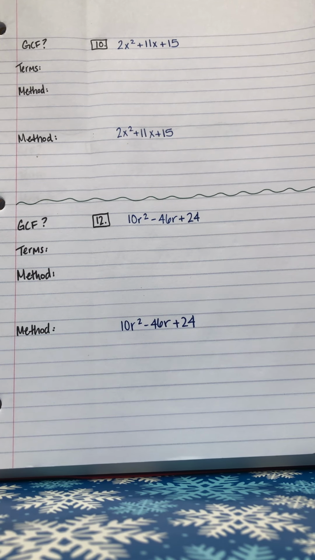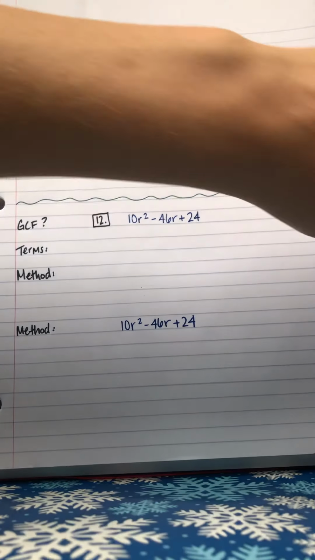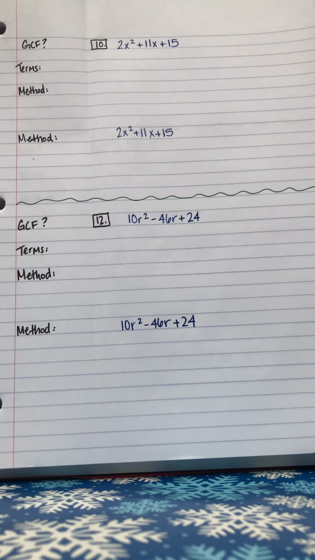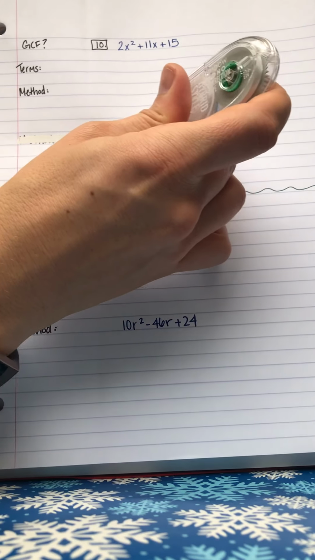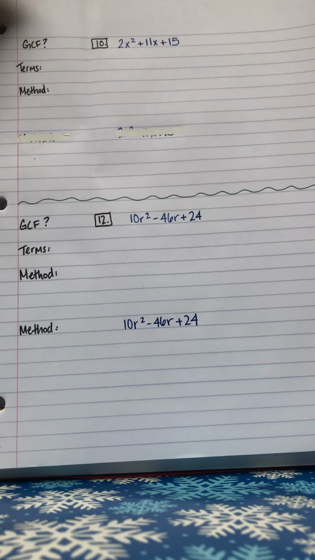Actually, no, I'm sorry, that's incorrect. There's only one way to do number 10, so we're just going to pretend like that's not there. There are two ways to do number 12 though, but really there's only one way to do number 10. So just like class, I'm going to go ahead and white that out like it didn't exist.